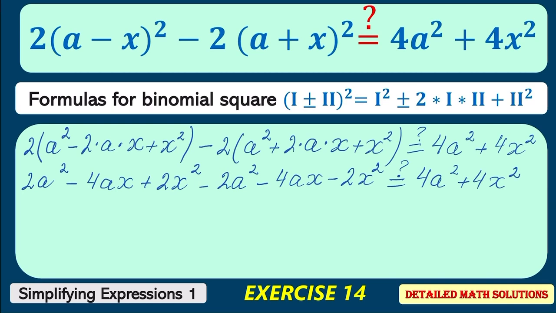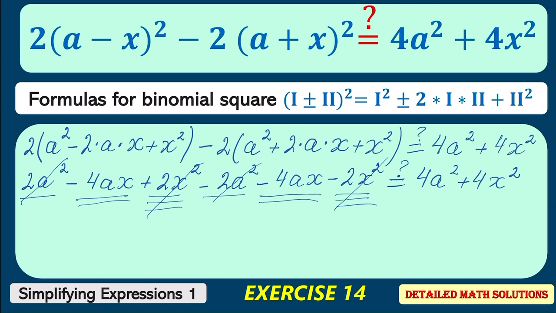Next, I need to add the pairs of like terms. Pair of like terms is 2a squared and minus 2a squared. Then I have minus 4ax and minus 4ax. And the last pair is 2x squared and minus 2x squared. 2a squared and minus 2a squared, when added, their sum equals 0, therefore they cancel out. 2x squared and minus 2x squared also cancel out because their sum equals 0.